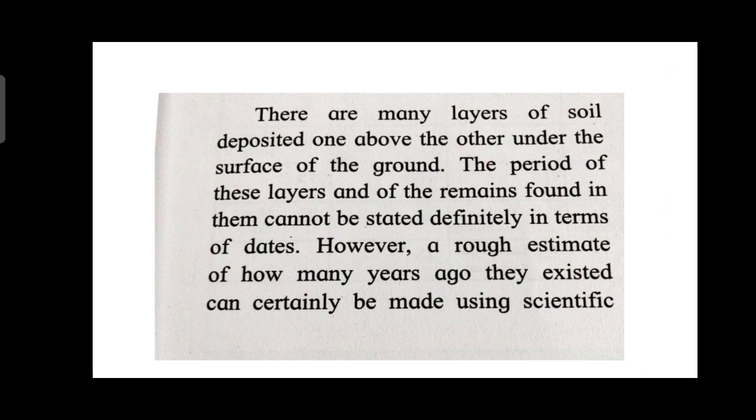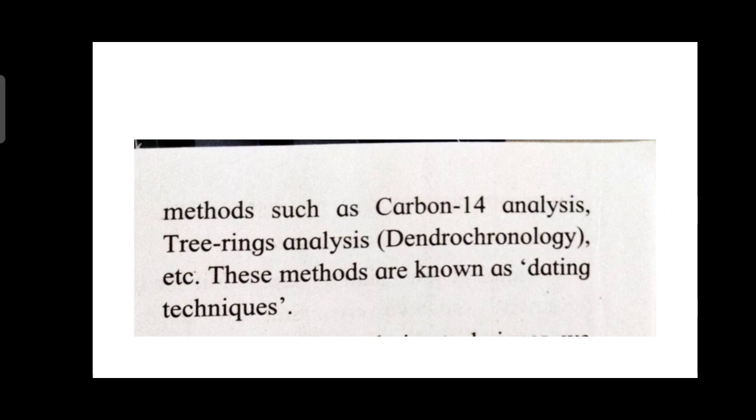There are many layers of soil deposited one above the other under the surface of the ground. The period of these layers and of the remains found in them cannot be stated definitely in terms of dates. However, a rough estimate of how many years ago they existed can certainly be made using scientific methods such as carbon-14 analysis, tree rings analysis, that is dendrochronology, etc. These methods are known as dating techniques.